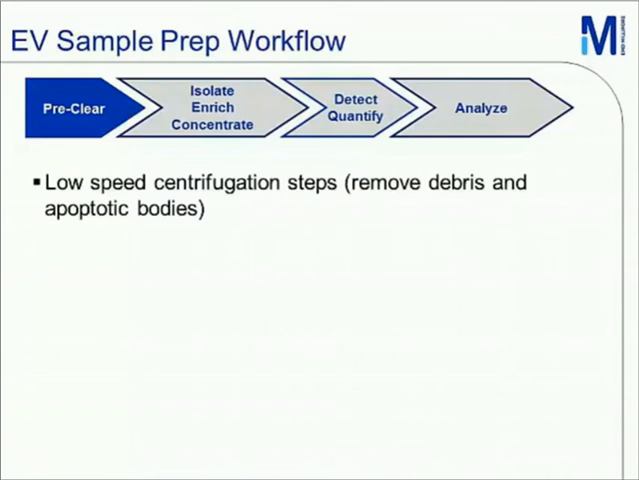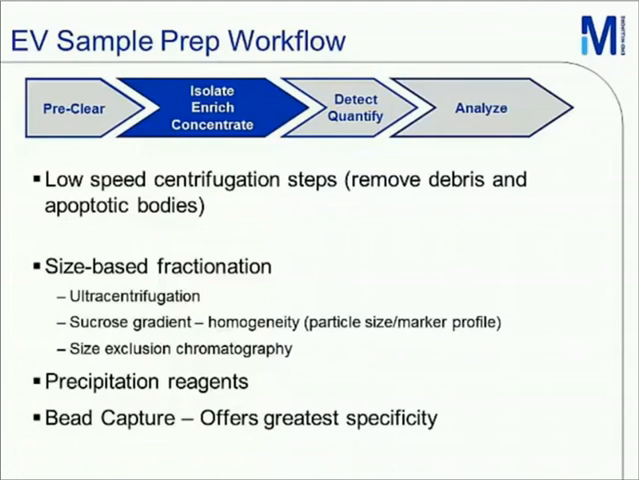Most commonly, cells and apoptotic bodies are removed by low-speed centrifugation. There are a number of methods for the enrichment and or isolation of EVs. Under size-based fractionation, there's ultracentrifugation, which is really the go-to method, but there's also sucrose gradient fractionation as well as size exclusion chromatography. There are also a number of commercially available precipitation reagents. Lastly, our bead-based options, which potentially offer the greatest specificity through use of targeted antibodies.